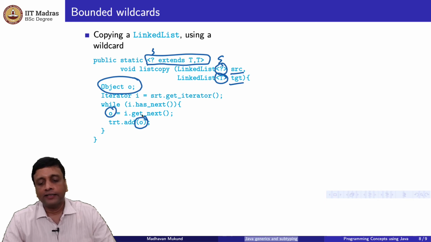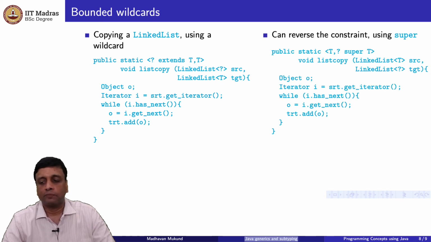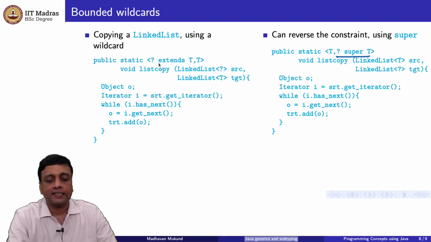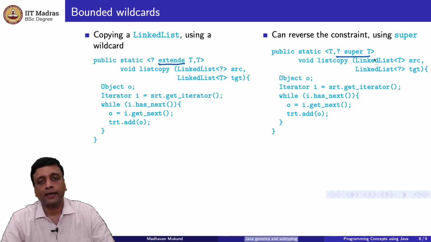Now interestingly, we can reverse this constraint. So instead of saying that the first type is a subtype of the second type, which is what this constraint is saying, we can also say that the second type is a supertype of the first type. So we can now say that the first list, the source list, has type T, and now the target list is any type which is above T. So just like extends, you can use super as a constraint.